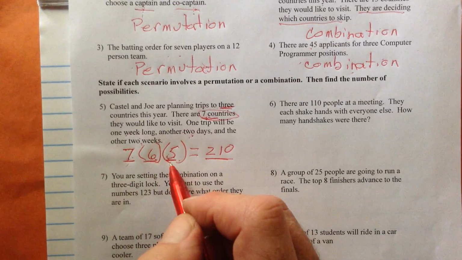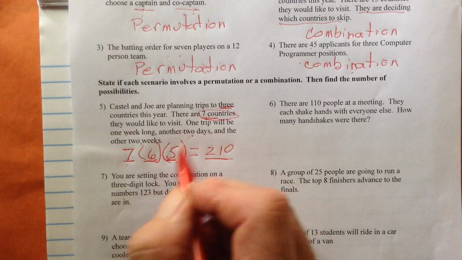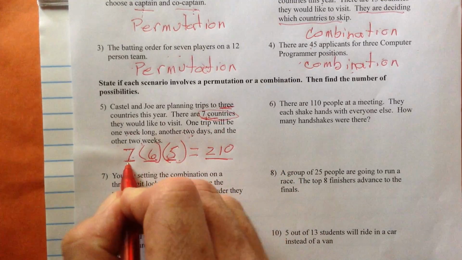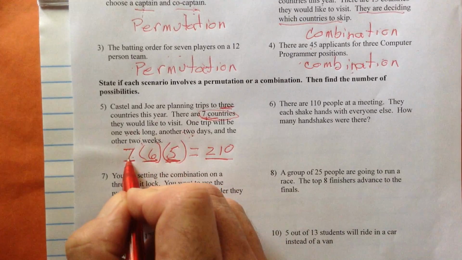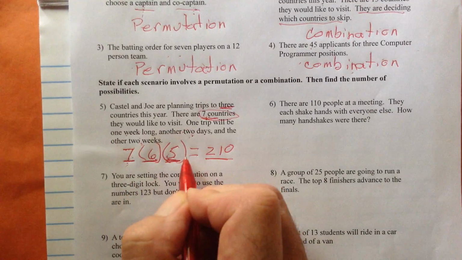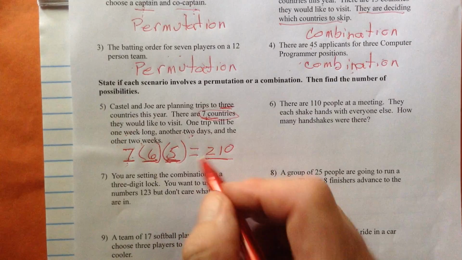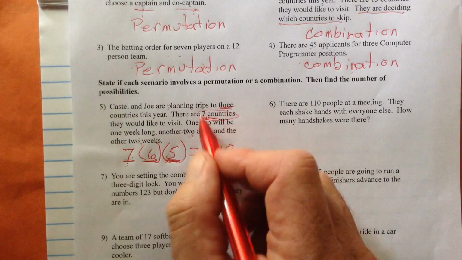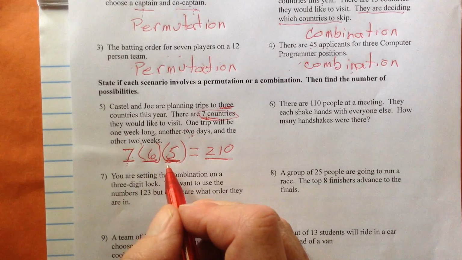So there are 210 different ways that they could rearrange these 7 countries into a set of 3 if the order matters. You have to look at how many are in your set and then how many you're choosing out of that set. So I go 7, 6, 5, you multiply them, and that tells you how many permutations, or how many different ways, you can rearrange these 7 into 3 sets with the order mattering.